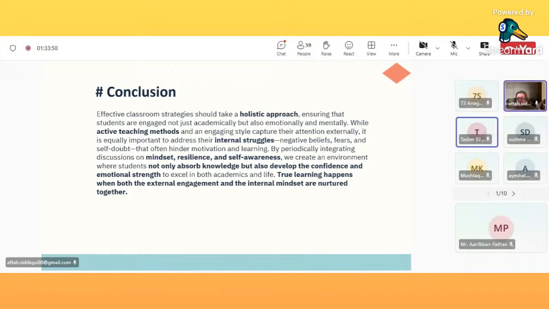Yeah. So, one more question. How should we keep ourselves motivated for delivery of lectures every time, same pattern and routine of our work?